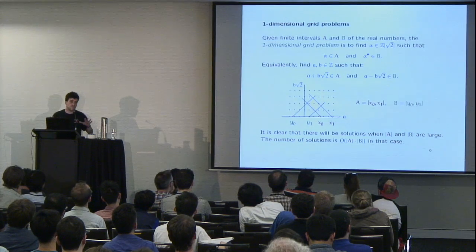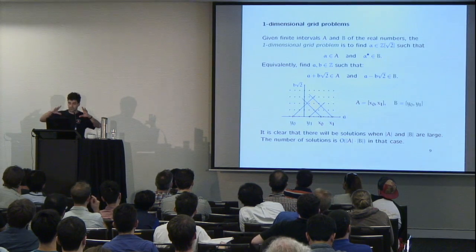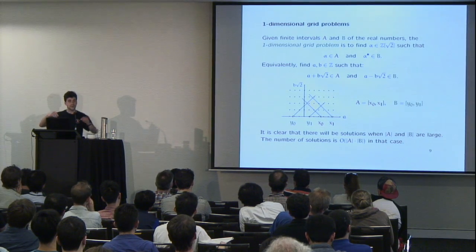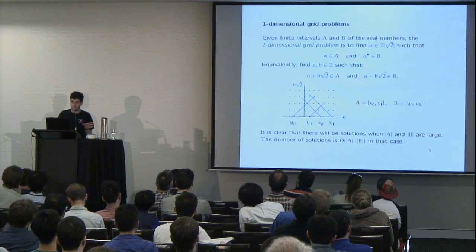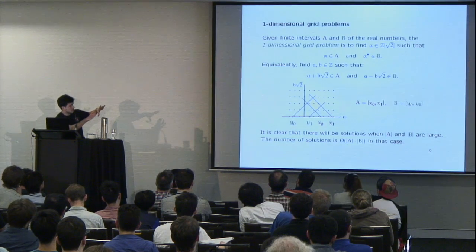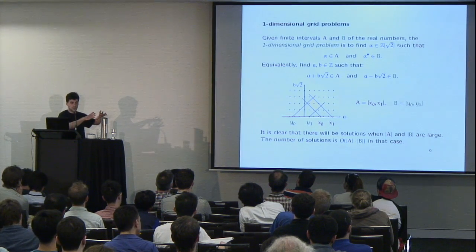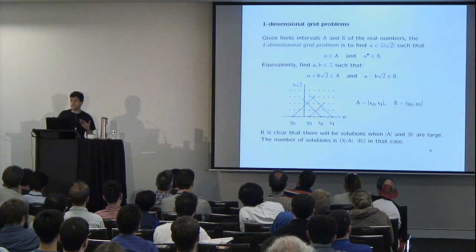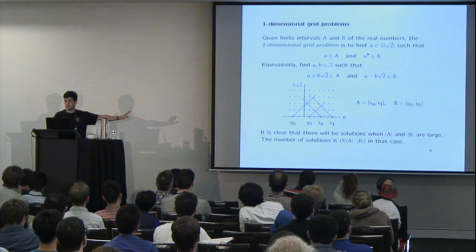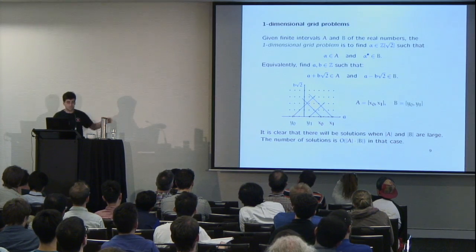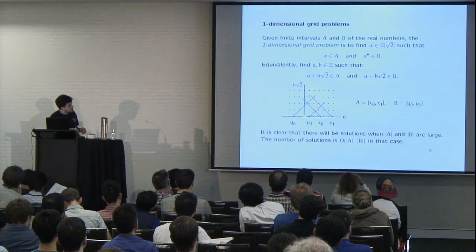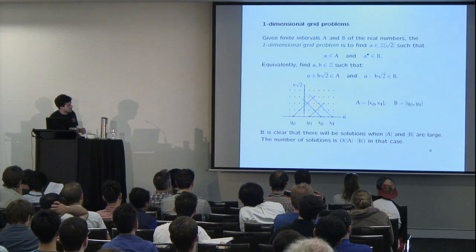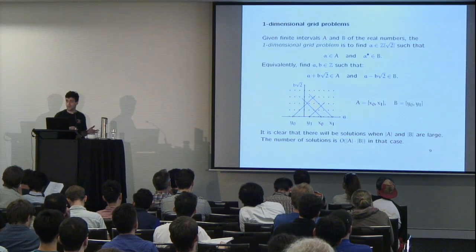Now, roughly, the number of solutions to the grid problem is proportional to the area of the rectangle. And moreover, if both the intervals are large enough, so that you get a rectangle that looks a little bit like a square, a little bit fat, then it's rather easy to enumerate all the solutions to this problem. What you do, in essence, is you first look for the solutions on the x-axis, and then look for the solutions on the y-axis.